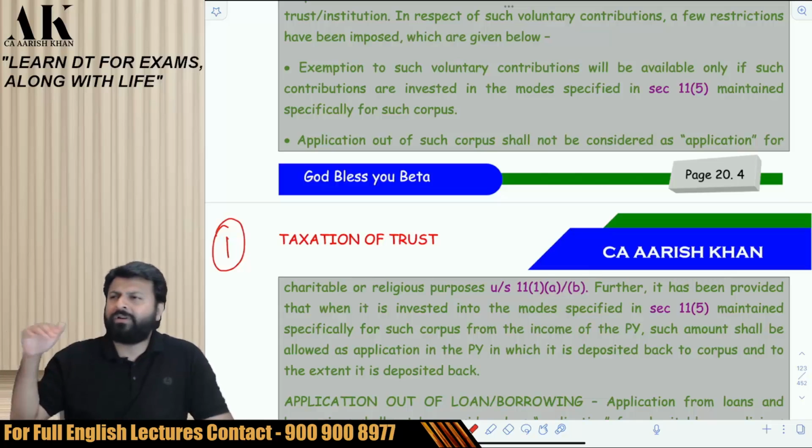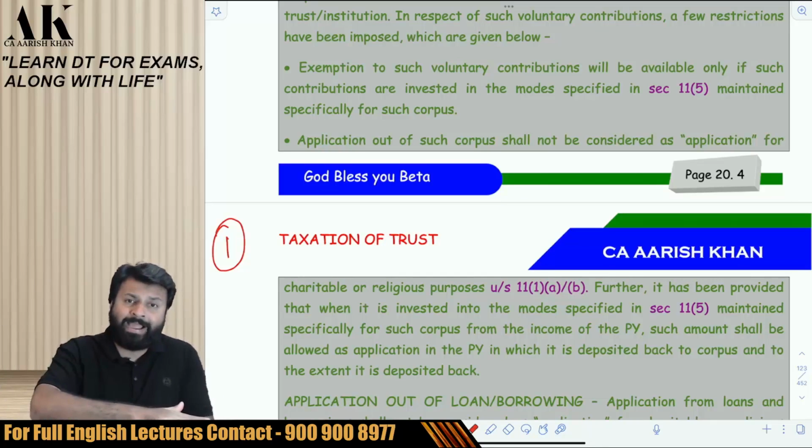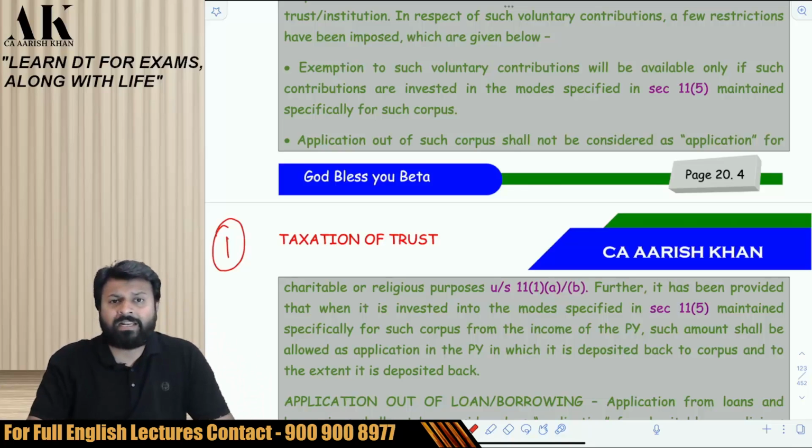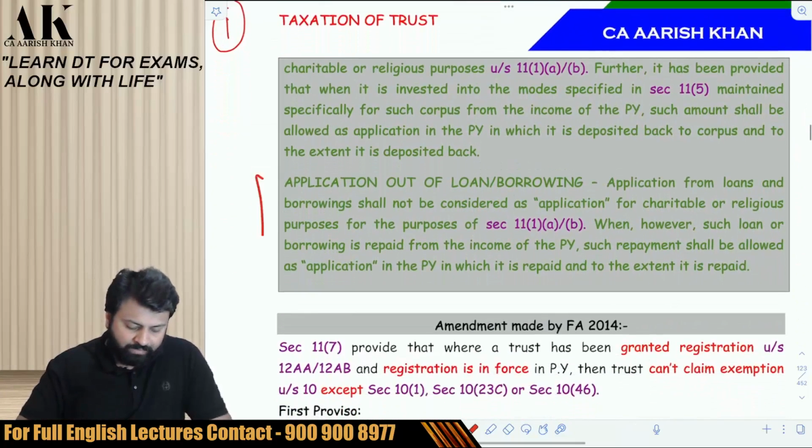Now later on, when you earn some money and again reinvest that back in the mode specified in 11(5), at that time it will be considered as an application. So when you make an actual application, it is not allowed as deduction. But when you earn some money and again reinvest in the mode specified in 11(5), it will be allowed as deduction. See carefully. Okay. Next.